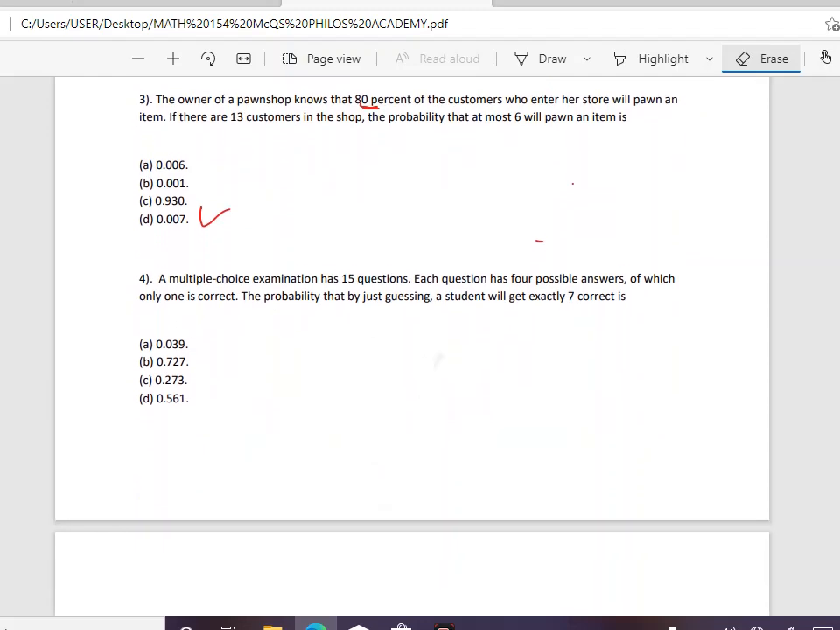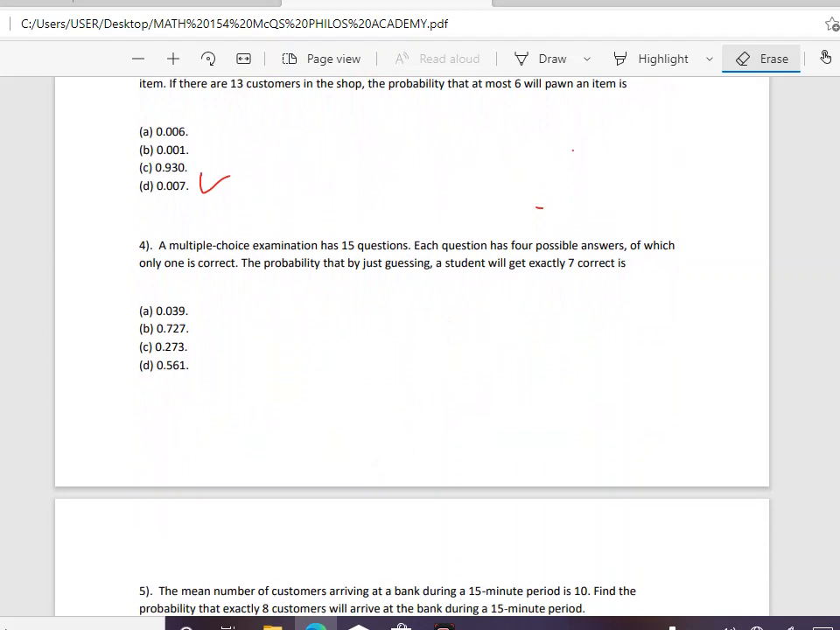Question 4 says, a multiple choice examination has 15 questions. Each question has 4 possible answers, of which only one is correct. The probability that by just guessing a student will get exactly 7 correct is.